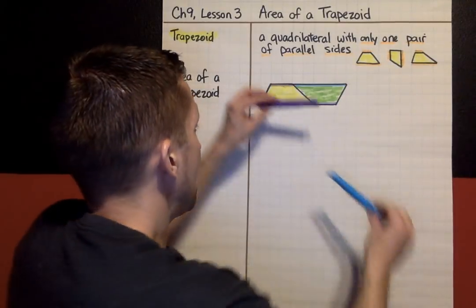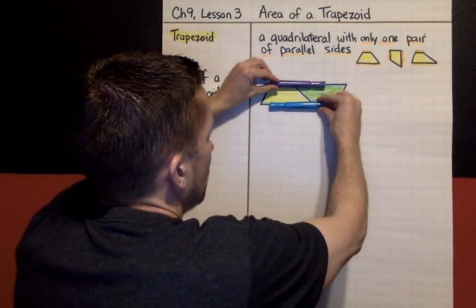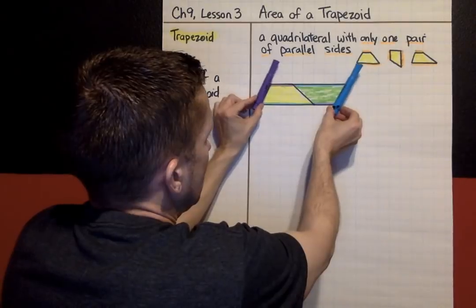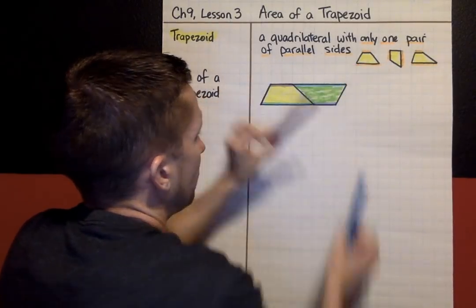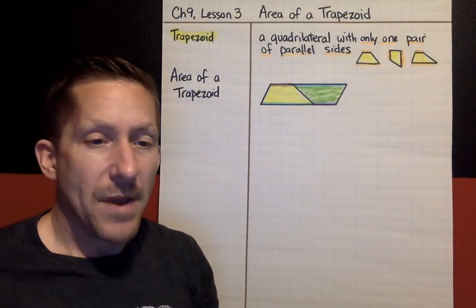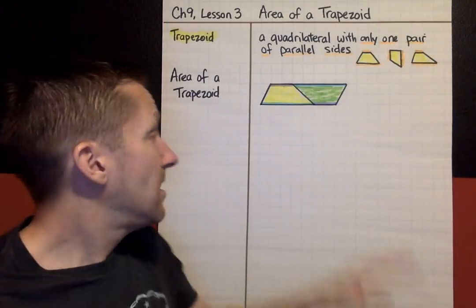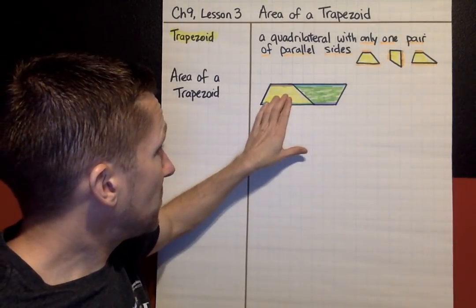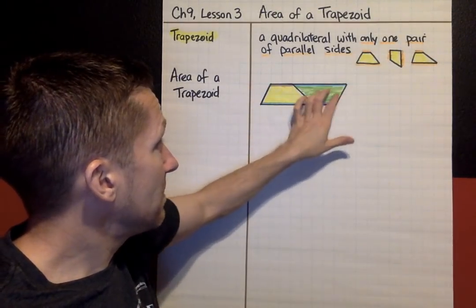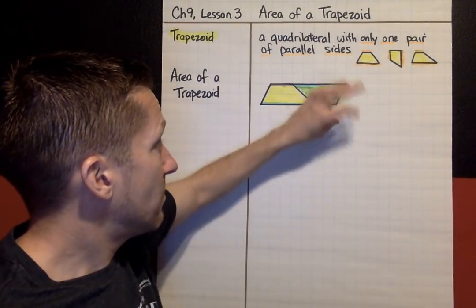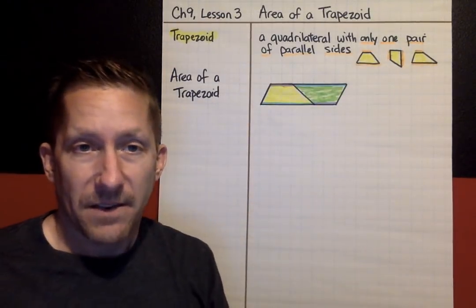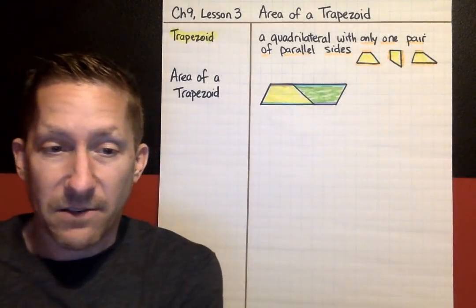But now we have a parallelogram. Those are parallel, and these are parallel. Now we've got 2 pairs of parallel sides. And again, what we did is we took this trapezoid, we copied it into the green one, rotated it, fit it together there, and made a perfect parallelogram.